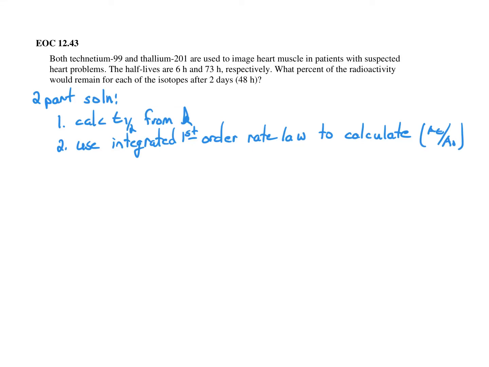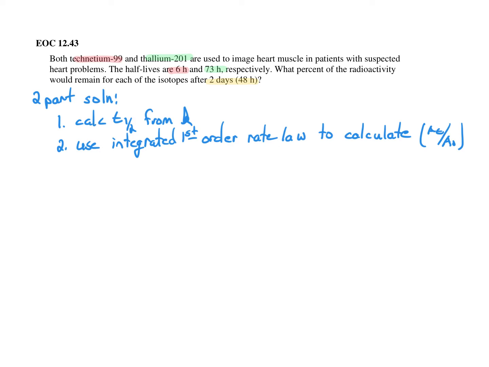In this problem, we're given the half-lives of two different nuclides, technetium-99 and thallium-201. And we're asked to calculate the percent of radioactivity left for each of these two isotopes after 2 days. I see this as a two-part problem.